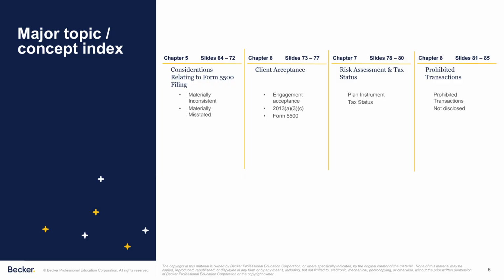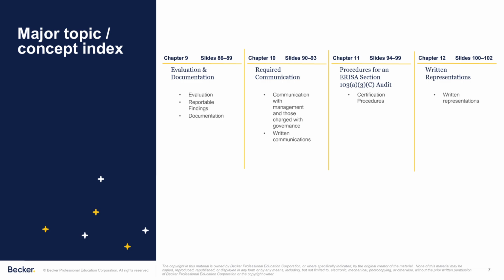We'll then talk about some of the changes, as we mentioned, to procedures. We're going to hit on changes to client acceptance. We're going to hit on plan risk assessment and tax status. We're going to talk about prohibited transactions. We're going to talk about evaluation and documentation requirements, AUC 230. We're going to hit on required communications, additional procedures, particularly related to certification for our 103(a)(3)(C) audits, and then our written reps that are the bulk of this course.